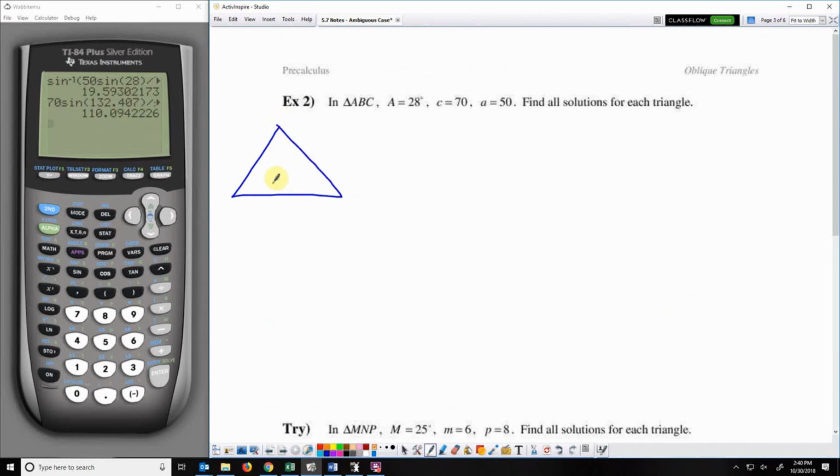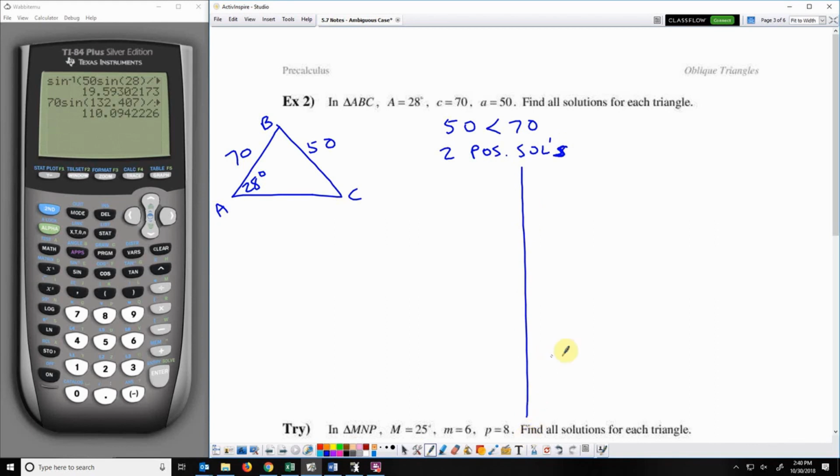All right, so we'll draw triangle ABC, 28 degrees. C is 70, A is 50. So this time, the 70 and the 50 have just traded places. If I compare opposite to adjacent, this time I've got 50 compared to 70, and opposite is less than adjacent. So there are 2 possible solutions. So I'm going to split this and draw a second triangle because we're going to come up with 2 different solution sets.